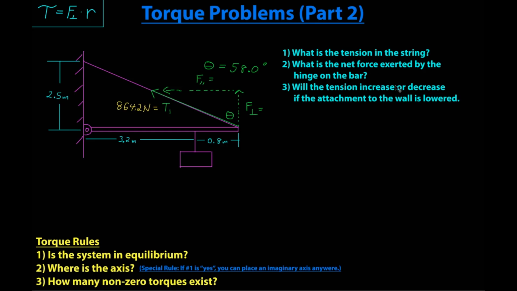What is the tension in the string? Now we're going to go for what is the net force exerted by the hinge on the bar. Here's what that means. There's a pin that goes right through the hinge and right through the very edge of the bar. This string is not the only thing holding up that bar. The hinge is doing so also. But we have another issue where this tension is exerting a horizontal force into the wall.